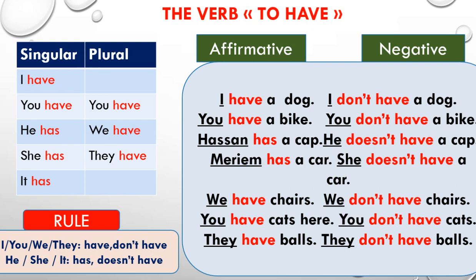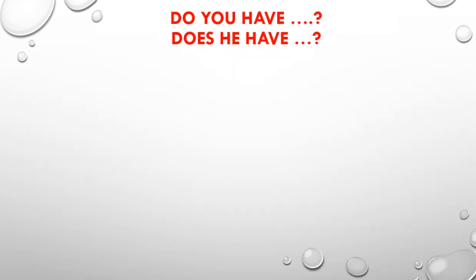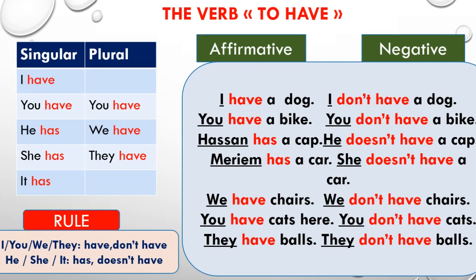They have balls. يملكون كرات. The negative sentence is they don't have balls. So the most important thing here is to remember that when you want to conjugate the verb to have, you have to use have and has.